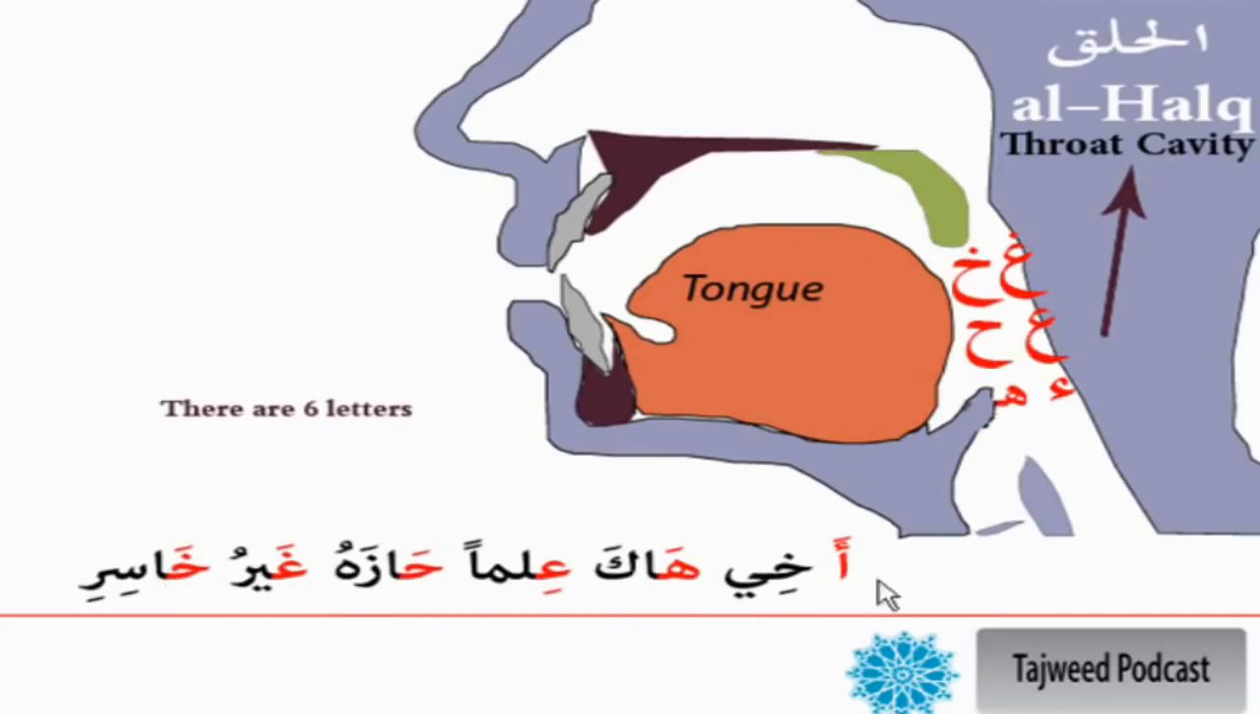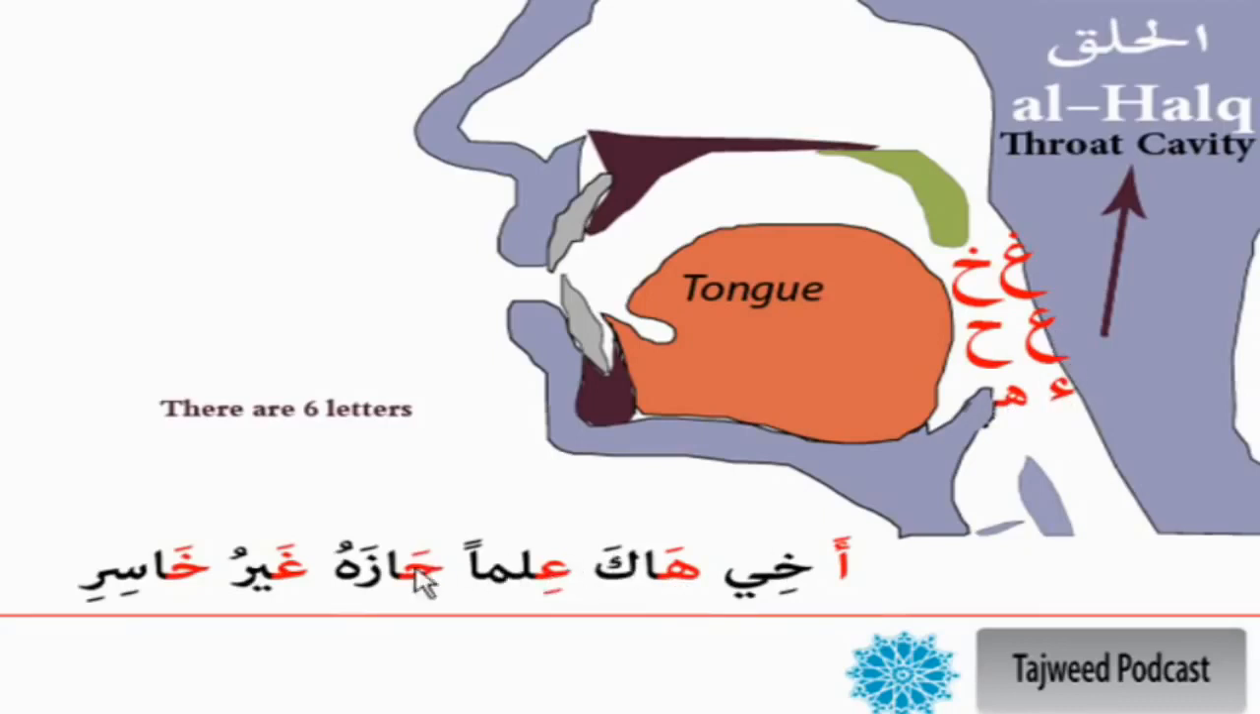The ulama have grouped all of them in a meaningful sentence. It says: أخي هاك علما حازه غير خاسر. أخي, oh my brother, هاك, take this knowledge, and if you have taken this knowledge, you have gained something that you will not be in a loss. The beginning of أخي is a hamza, and it is here. هاك, it's a ha, starting from the bottom.